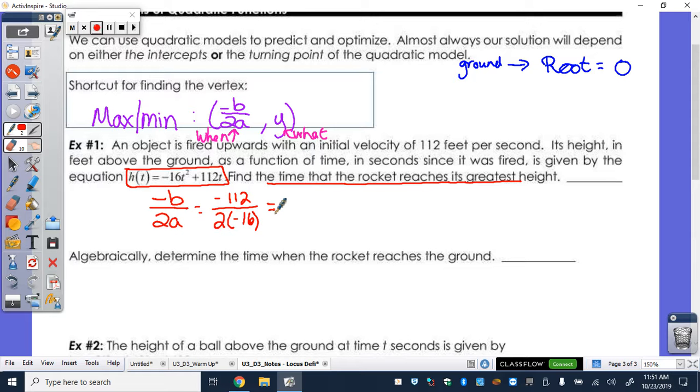So I can go ahead and calculate that. -112 divided by -32. What do we get? 3.5 seconds. So it's going to take 3.5 seconds for this object to reach its maximum height. Didn't ask for the maximum height, just when it got there. So 3.5 seconds is when it gets there.